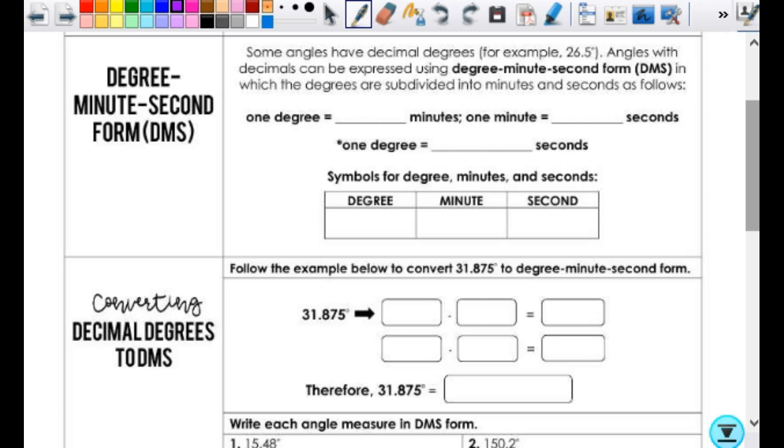So 1 degree then, just like if you pretend that's 1 hour, is 60 minutes. Okay? And just like with time, 1 minute is 60 seconds. And again, just like with time, we could jump from hours to seconds. How many seconds are in an hour? 3,600. And that's how many seconds are in a degree, because you'd multiply those two together and you get 3,600 seconds. Okay? The symbols that you use for the notation: the degree symbol is still what a degree symbol always has been. Minutes looks like an apostrophe. Seconds looks like a quote.